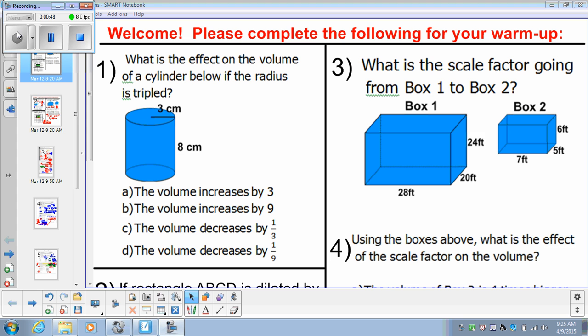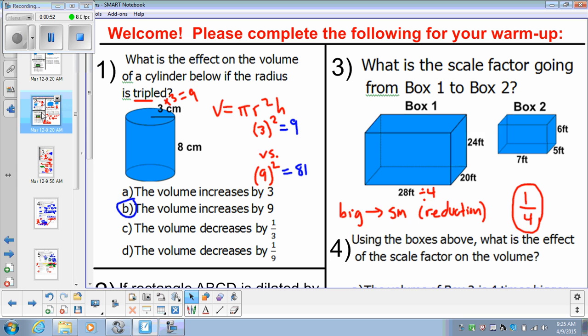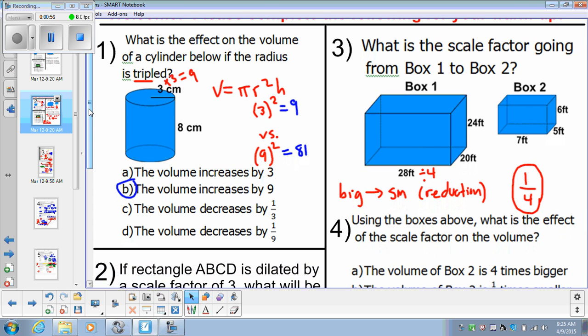All right, welcome back. So now that means you're done with your warm-up, so now you should be on slide 2 checking. Here are the responses. Notice in number 1, if we're going to triple the radius, then instead of having 3 squared in the formula, now we're going to have 9 squared in the formula. When we do that, the number increases by a factor of 9, so that's why the answer is B.